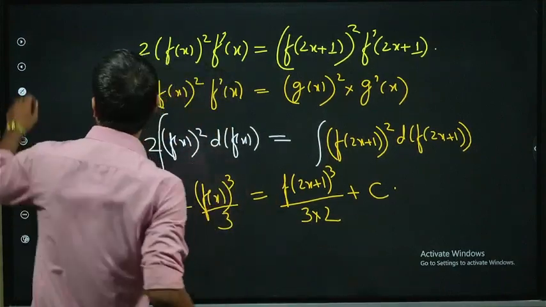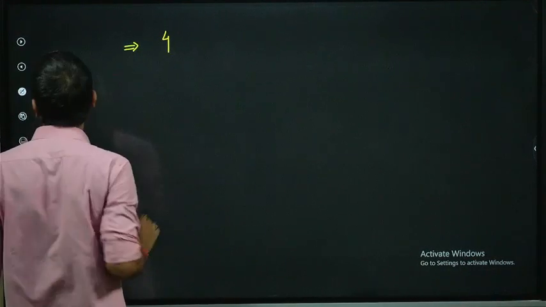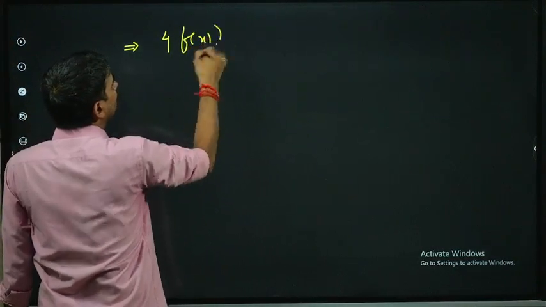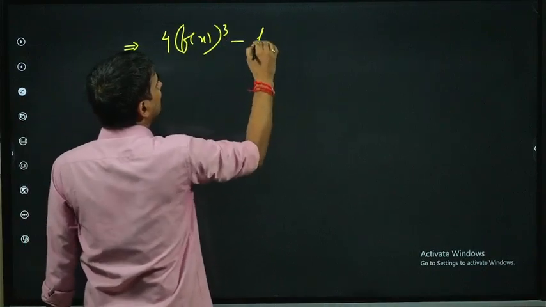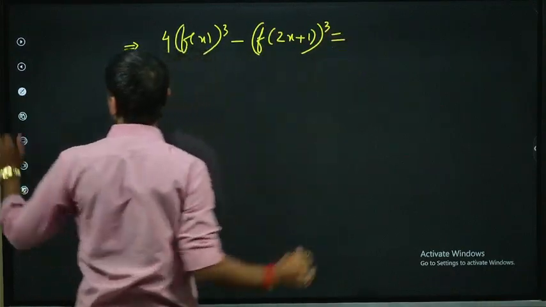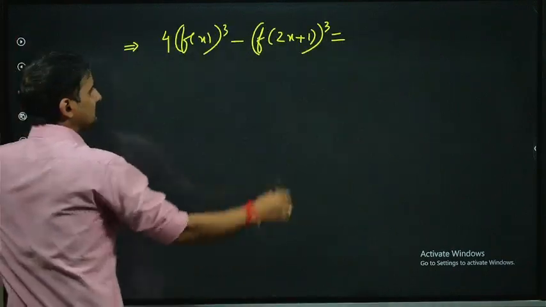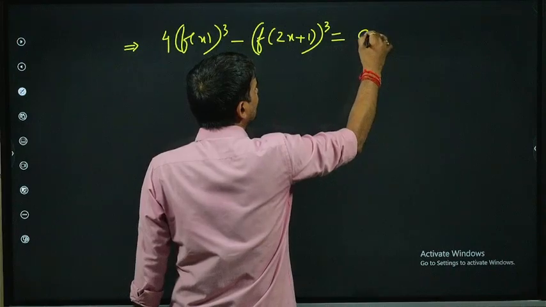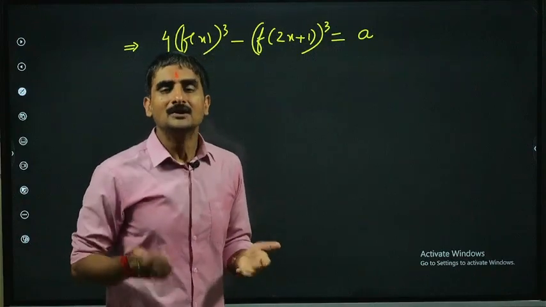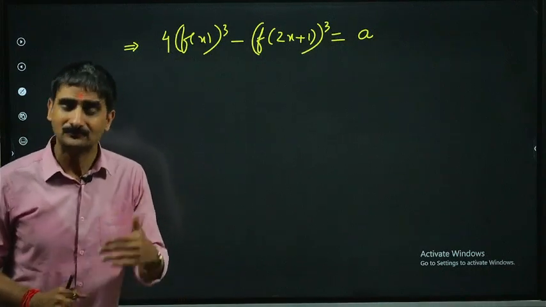So I will bring all the terms on one side. So it is 2 times, rather when I take LCM, so it will be 4 times f of x whole cube minus f of 2x plus 1 whole cube, and after taking LCM, take 6 to the right hand side. So I will be introducing one new constant, and that is a here. 6 times c is a. We have to find the value of a, but how? For that we are given 2 values, f of minus 1 by 8 and f of 6 here.